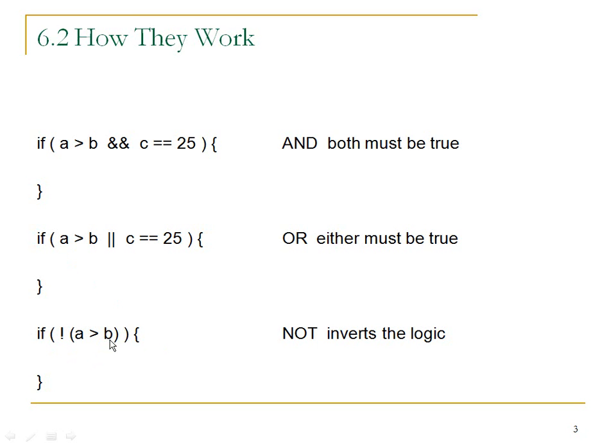But sometimes it makes sense to express the condition in the way that you want it to be thought of in the application. So sometimes if we're checking for A is greater than B, and we want to do something if that's not true. So not inverts the logic. Not true is false, not false is true. Let's look at all of the possible combinations for using these operators.